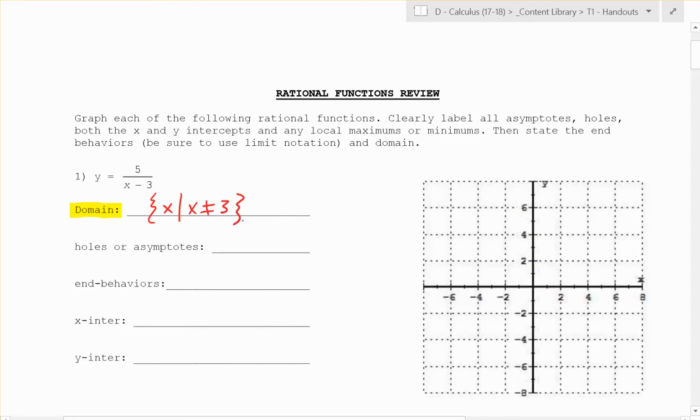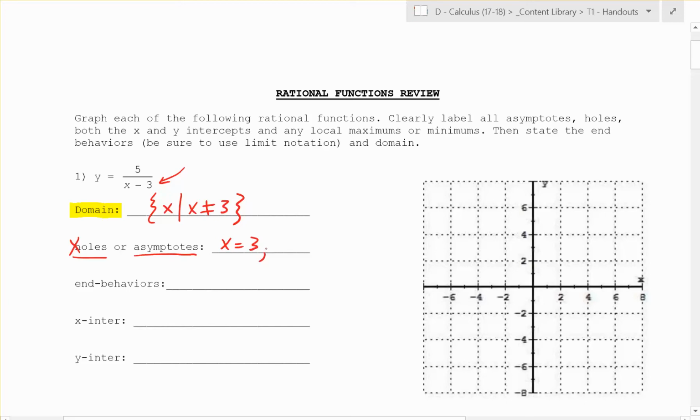Are there any holes? Well, that would happen if we canceled any terms, if there was something on top and bottom that we canceled. There are no holes because nothing canceled. What about asymptotes? Well, vertical asymptotes occur where in the simplified form you have numbers you can't plug in, and we can't plug in 3. So there will be a vertical asymptote at x equals 3.